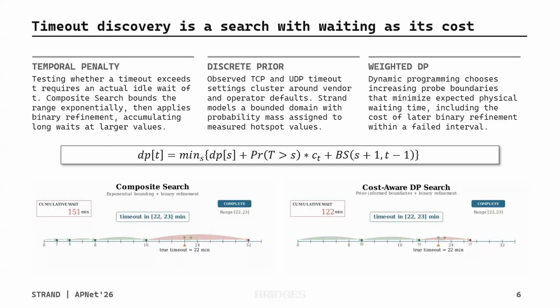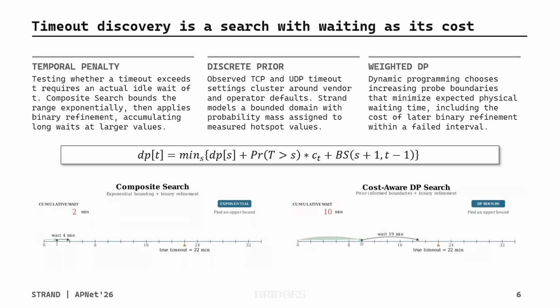Without a prior, it minimizes expected cost under a uniform distribution. With a prior set, boundaries move toward common timeouts, accepting added cost between them for lower expected cost where probability is concentrated.